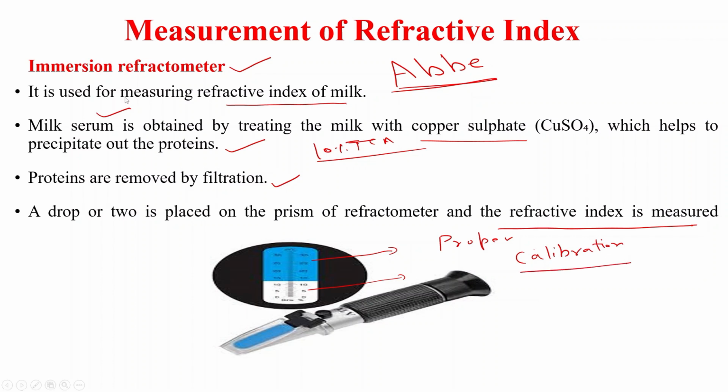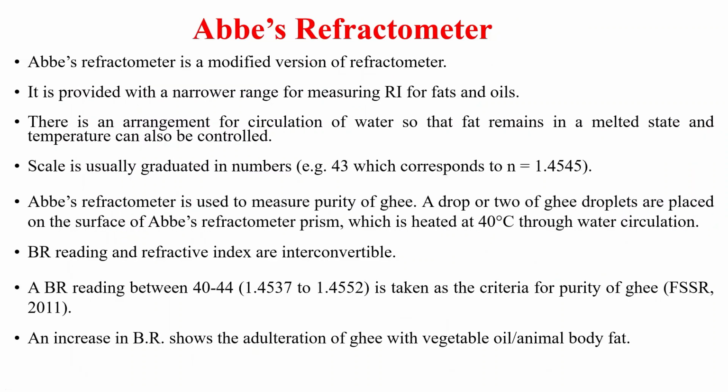Okay, so this is an immersion refractometer. We can take a drop of milk in this prism. So either the drop is immersed in the prism or the prism is immersed in the drop. Either way, the whole prism has to be covered with the liquid whose refractive index is being measured. Now there is another refractometer, which is the Abbe refractometer.